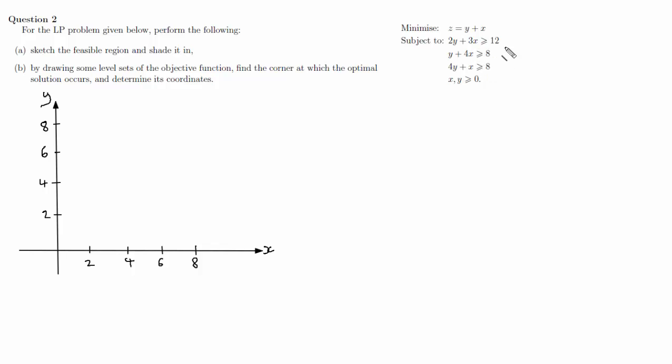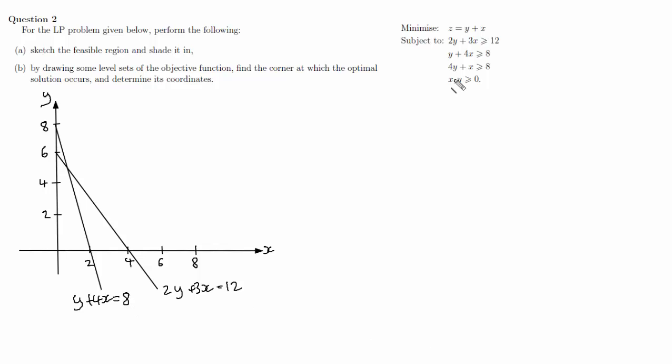So for the first one, 2y plus 3x equals 12. This will go through 6 on the y-axis and 4 on the x-axis. And we need to label it 2y plus 3x equals 12. Then we do the next one, y plus 4x equals 8. So this will go through 8 on the y-axis and 2 on the x-axis. And again, we label y plus 4x equals 8.